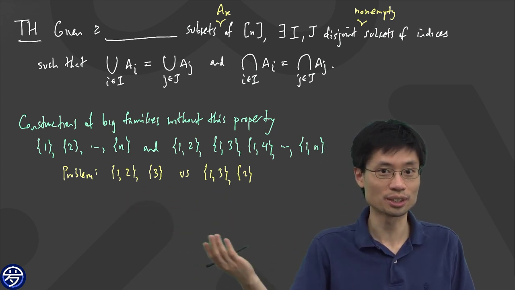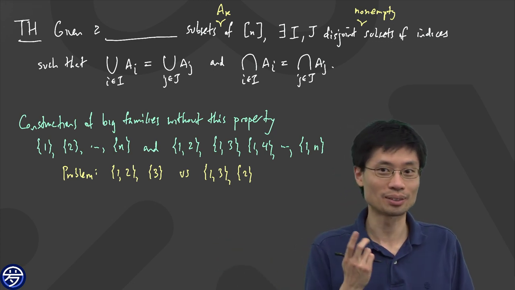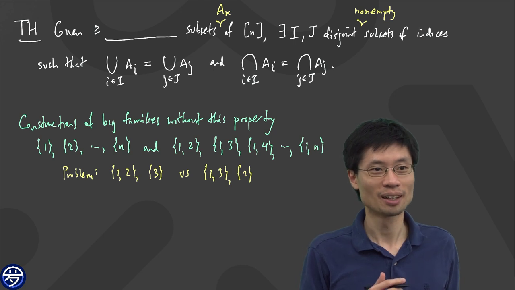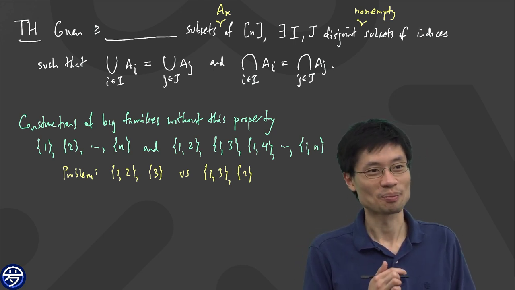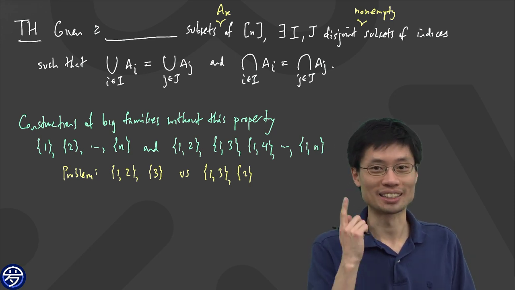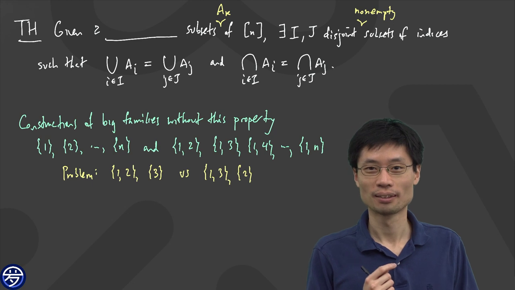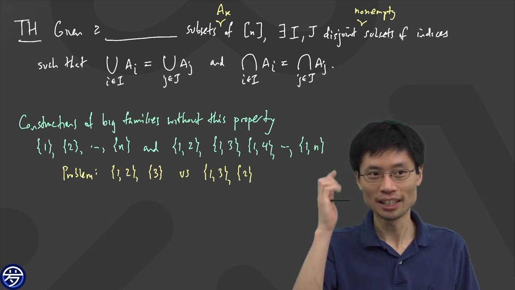So unfortunately, unions are the same, intersections are the same. So this thing doesn't work. So somehow this particular construction doesn't work. Maybe Philip is being too ambitious with 2n minus 1. Can anyone even beat the previous construction by 1? Fail.